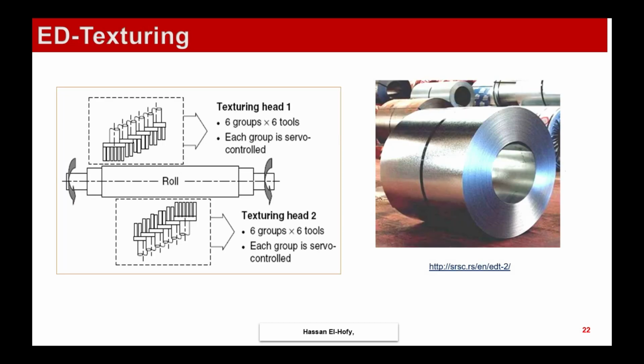EDM texturing is another application, where rolls used for sheet metal rolling are textured with a certain pattern using EDM electrodes. And these rolls will be used later on in rolling sheet metals, which are used in the car industry. Having textured steel sheets will enable easier painting of the car bodies.